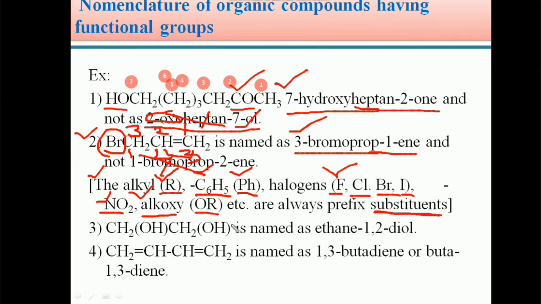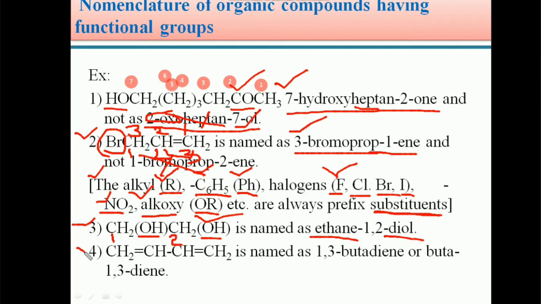And also, if the functional group is repeated 2 times, for example, students, you can see CH2 CH2 with OH OH. Here these 2 carbon atoms are having OH groups. So 1, 2, 2 carbon atoms are present. First carbon is having an OH group, and the second carbon also has one OH group. Hence the name of this compound is ethane-1,2-diol, because 2 hydroxyl groups are present. These 2 OH functional groups are present in the compound. Hence the name of this compound is ethane-1,2-diol.